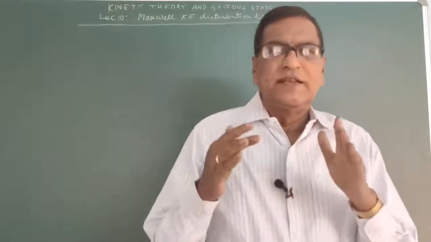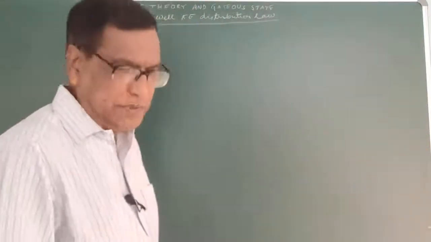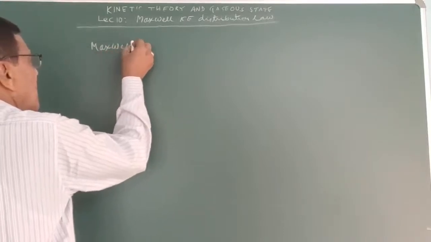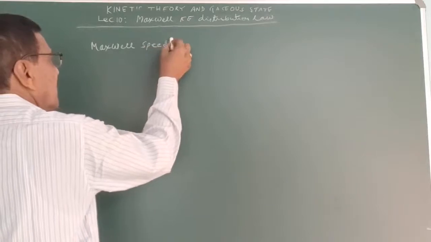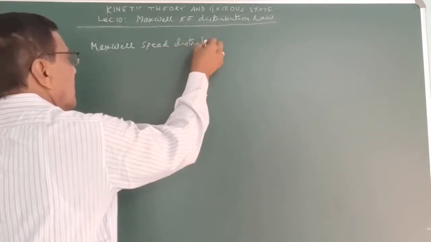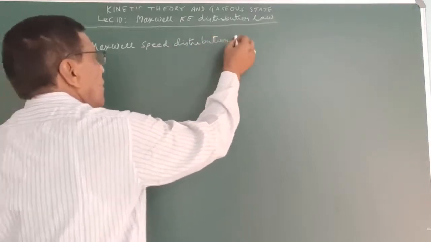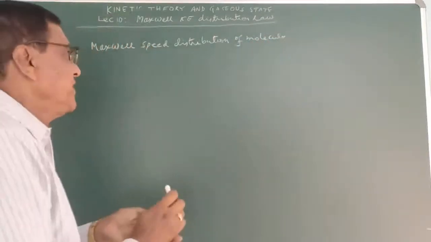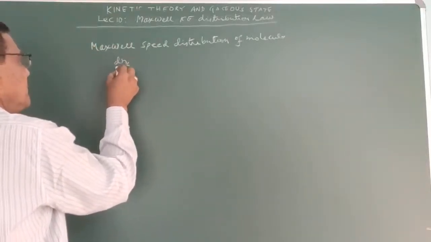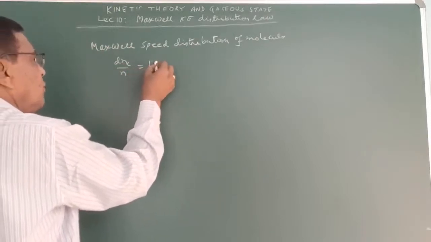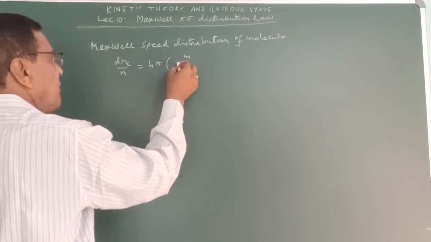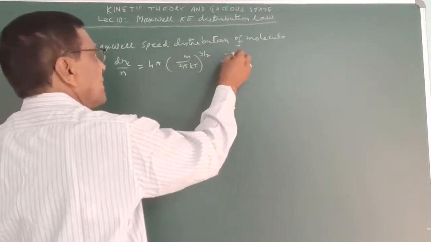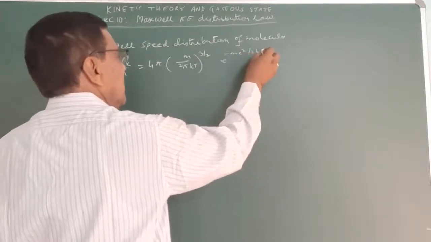Let me first write the Maxwell's speed distribution formula of molecules, of course in the gaseous state. It is dN_c by N equal to 4 pi, m by 2 pi kT to the power 3 by 2, and e to the power minus mc square by twice kT, and c square dc.